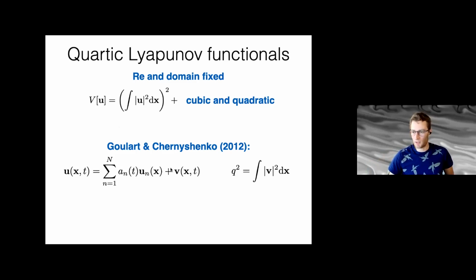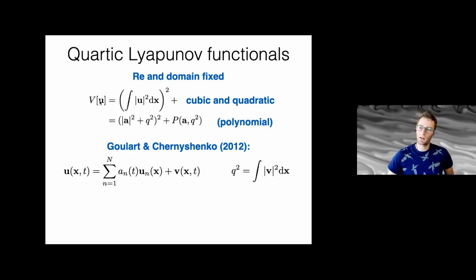But I'm not truncating the system. I am treating the full PDE here. I'm going to retain the tail of this partial Galerkin expansion, and I'm going to give a name to the energy of this tail as q squared. Okay, and then I'm going to do something particular, which is I'm going to say that my cubic and quadratic terms are going to be polynomial in these finite number of projection amplitudes A and the energy of the tail.